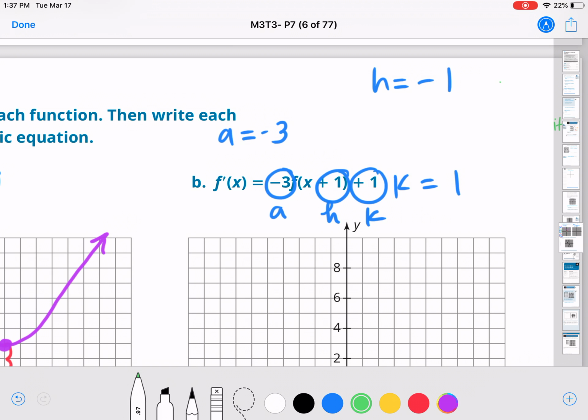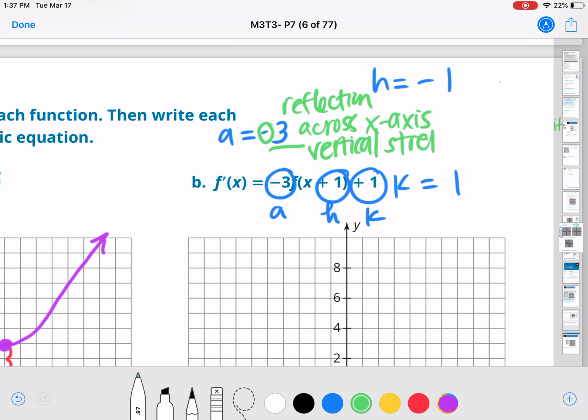So A is negative, so it's a reflection across the x-axis. And the number is important too. So this time it's a 3, which is larger than 1. That means it's also a vertical stretch.